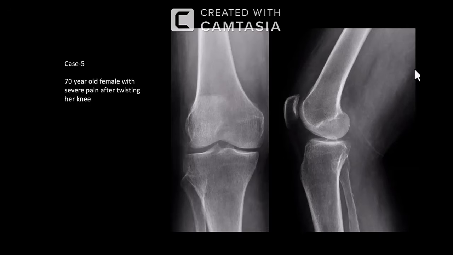I'm looking at the cortices on the AP radiograph. I'm not seeing any obvious fracture. On the lateral radiograph also, in the patella, I'm seeing some lucencies. However, it could be projectional.